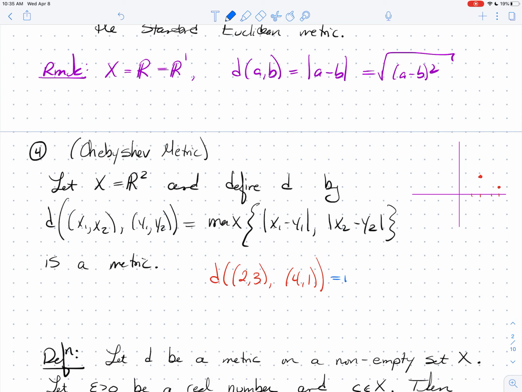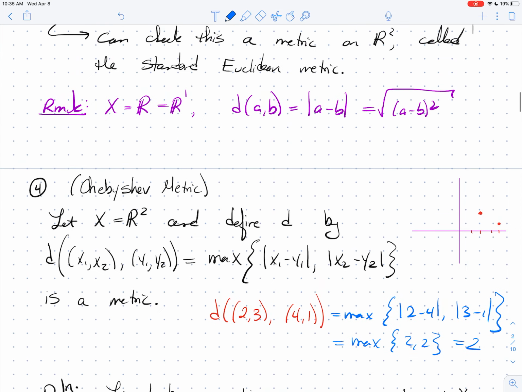Well, what is it? It's the maximum of the absolute value of 2 minus 4, and the absolute value of 3 minus 1. And you take the max of those 2. This is just the max of 2 and 2, which is just 2. So the Chebyshev distance is 2. I'll stop this video here, and we'll go on to the next part.